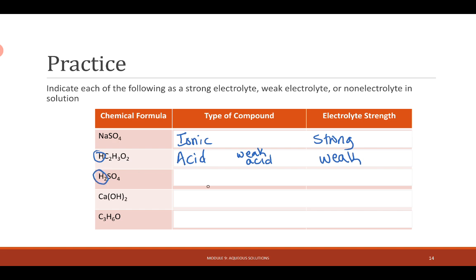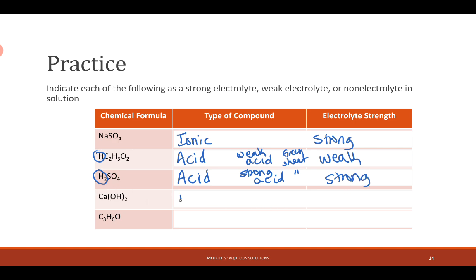Now we have H listed first again, so this is also an acid, but sulfuric acid is on the list of strong acids, and so this is a strong acid. I'm just going to write green sheet there so you can reference your green sheet to see the list. Since that is a strong acid, it's going to be a strong electrolyte.